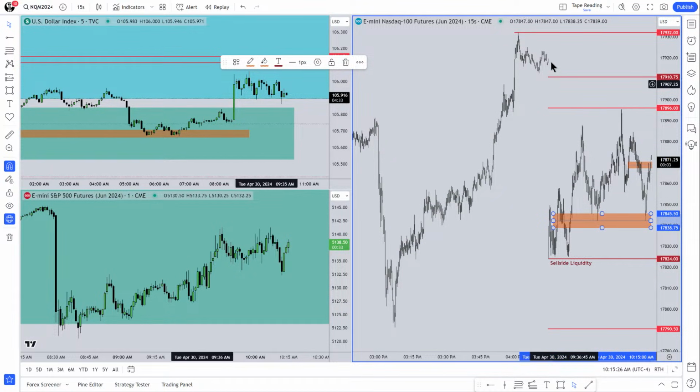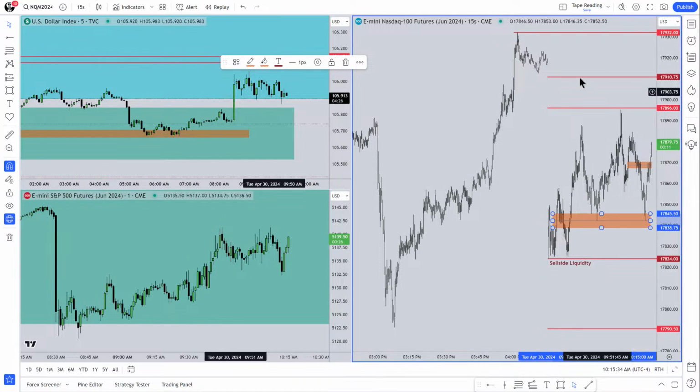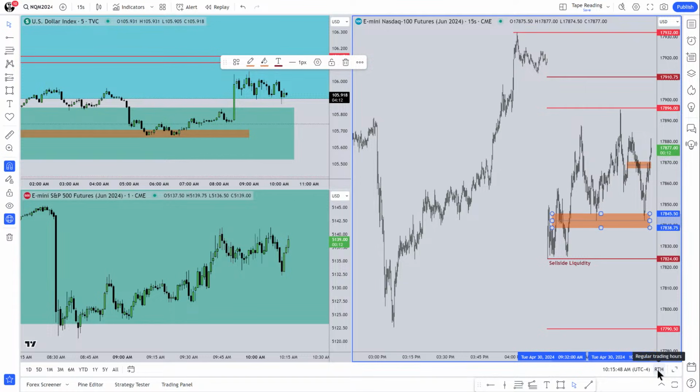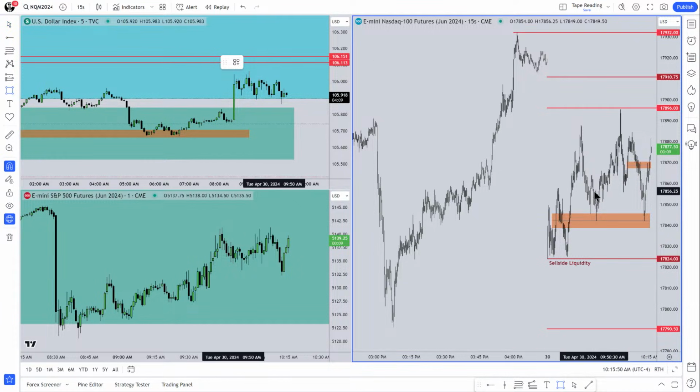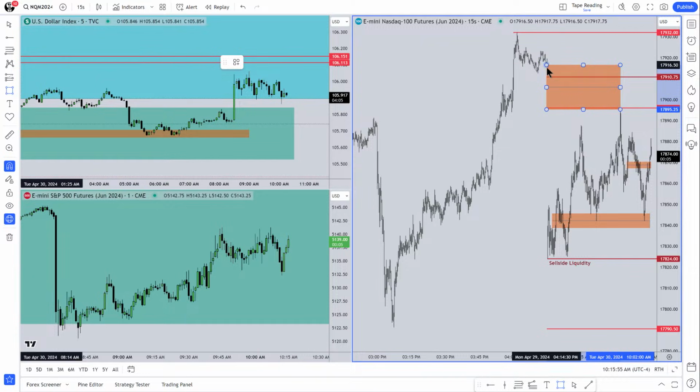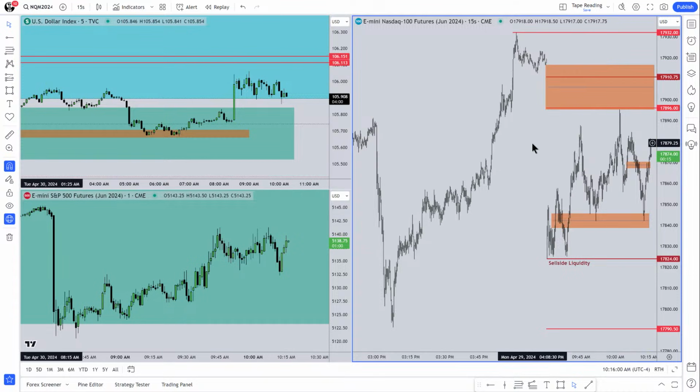Remember, we have this portion of the gap, the opening range gap, that's unfilled. So between this high here and there, that's the range you can trade up into. So that would look like this. That's the remaining portion that's unfilled.